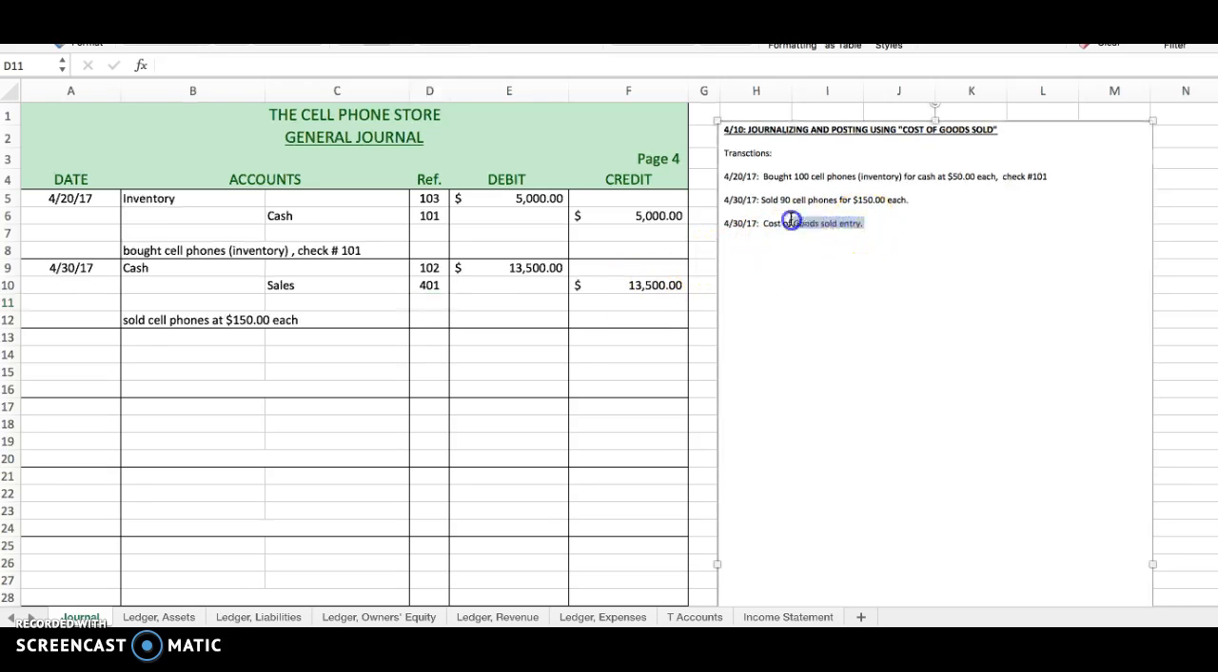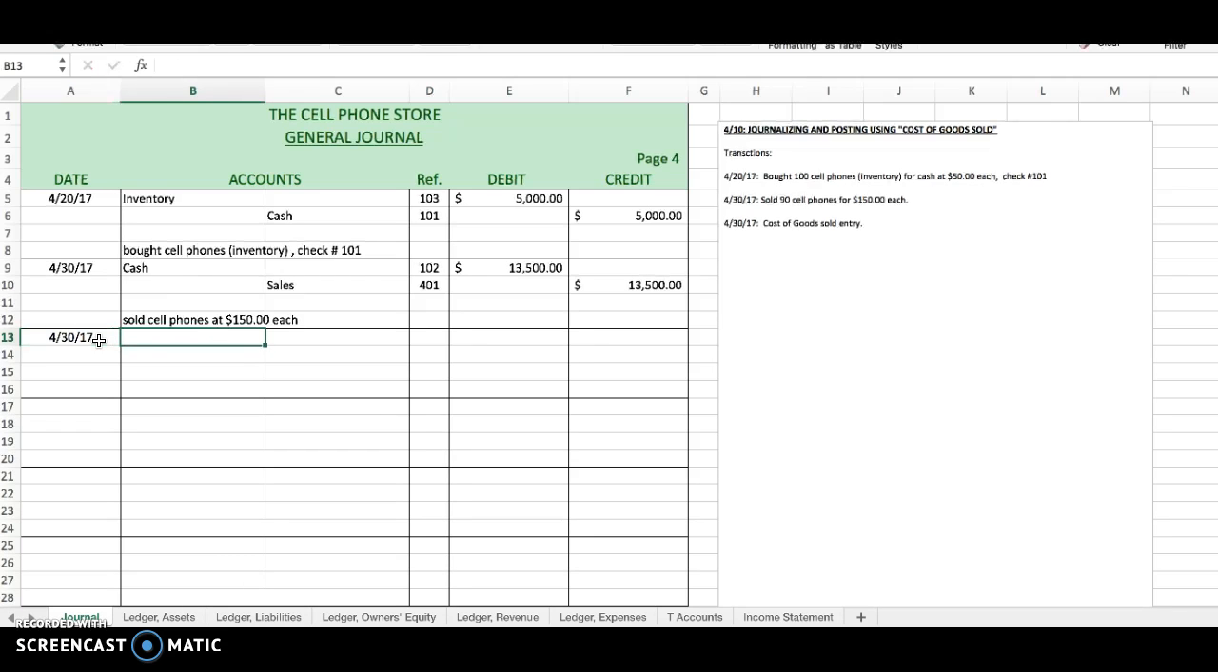Now the third one, again, I want to review with you. This is the new one. This has to be done with sales as well. It could be done every time you make a sale, could be done daily, could be done weekly. Often it's done at the end of the accounting period, at the end of the month, for example. But we need to account for the fact that we got $13,500 from selling cell phones, but it's not going to be all profit. We have to understand that we now sold part of our inventory. So this is the new transaction that was talked about in the video on Friday.